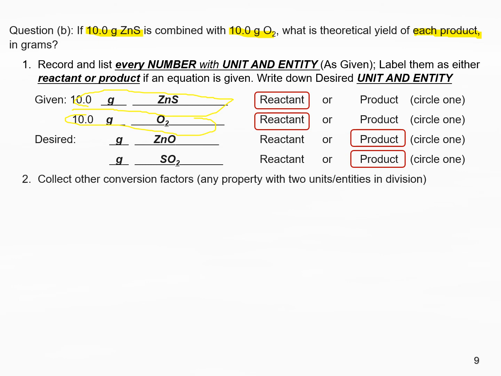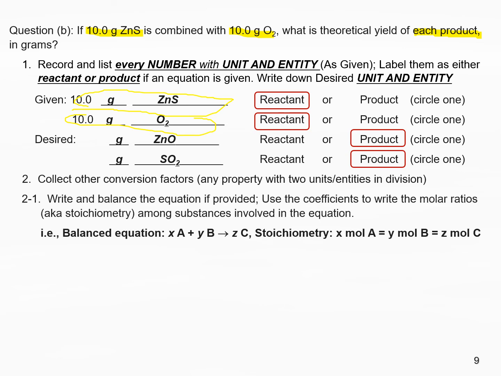Okay, carry on. Remember, in that flow chart, there is a big block called phase 2 or step 2. This is the step where we can collect as many conversion factors as possible. There are a total of 5 steps that we will go through. First step, we write and balance the chemical equation if it is provided. I believe we have done that in our question A. So here I give you the guideline.